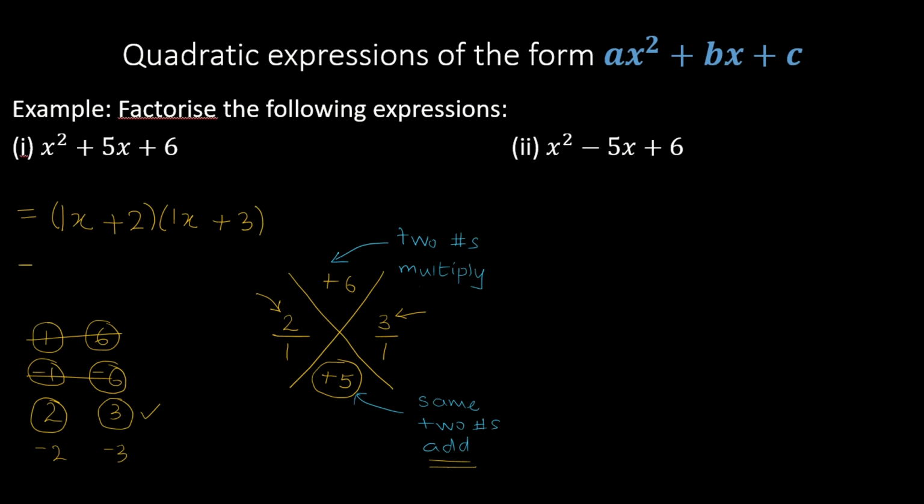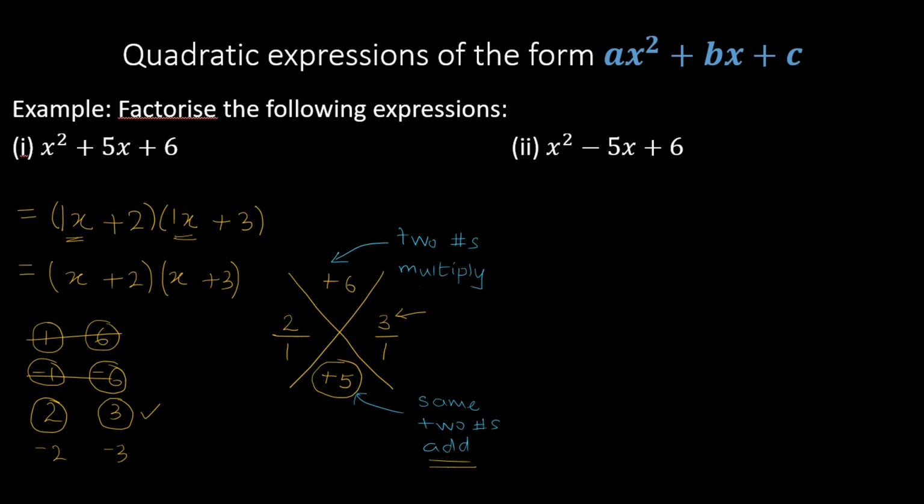So this is almost done. 1x is simply x. In the second pair of brackets also you have 1x, it is simply x. Okay, that's it. We have been able to factorize x squared plus 5x plus 6 using the magic x method.